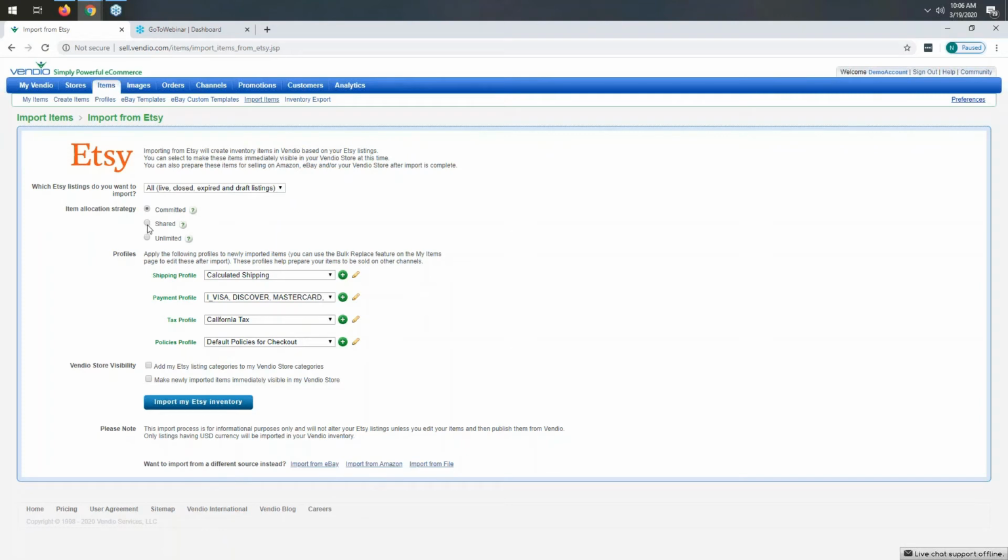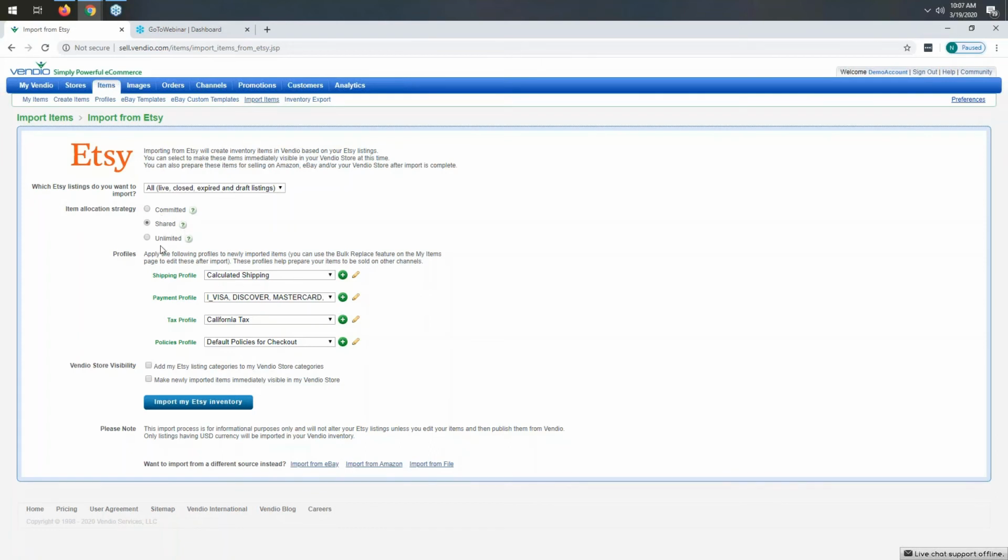Most of the time I would recommend using the shared listing strategy. There's a very slight possibility of overselling. If, for example, that quantity of 10 was to be purchased from both eBay and Etsy right around the same time, not giving our system enough time to update, then there is that slight possibility of overselling. So that is why some people would rather choose the committed strategy.